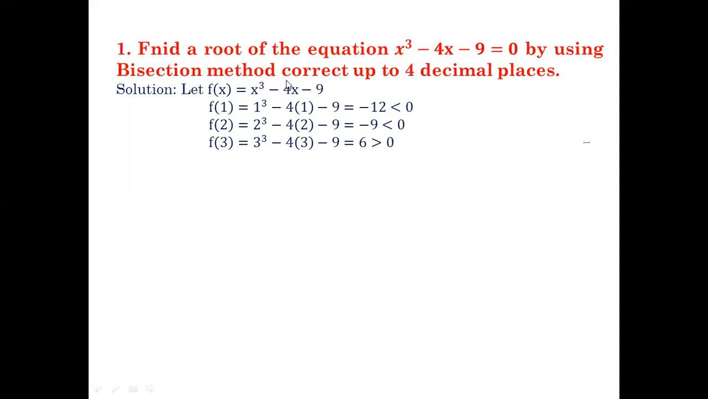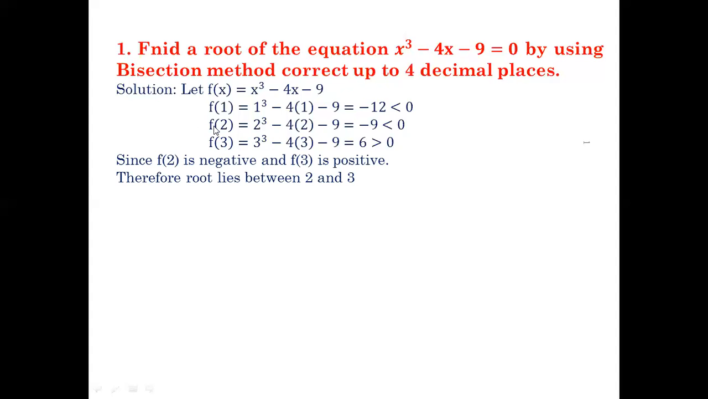So in the solution, let f of x, the given function, be x cube minus 4x minus 9. You find the root between a and b. So take x equal to 1. f of 1 is 1 cube minus 4 into 1 minus 9, which is equal to minus 12, negative, less than 0. And find f of 2. f of 2 means 2 cube minus 4 into 2 minus 9, which is equal to minus 9, less than 0. And then find f of 3. Replace x by 3: 3 cube minus 4 into 3 minus 9 equal to 6, greater than 0. So we can find the root where the signs are consecutively positive and negative. f of 2 is negative, f of 3 is positive, so we can stop.